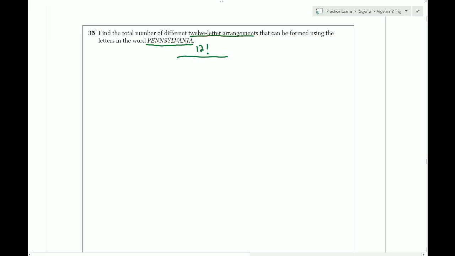So P does not repeat, E does not repeat. There are 3 n's. That's going to be a 3 factorial for the arrangements of those n's. Let's see, S, no, Y, no, L does not repeat, V does not repeat. A, there are 2 A's, so we get 2 factorial for the different arrangements of the A's. So that's about it. Now we just have to sort it out.